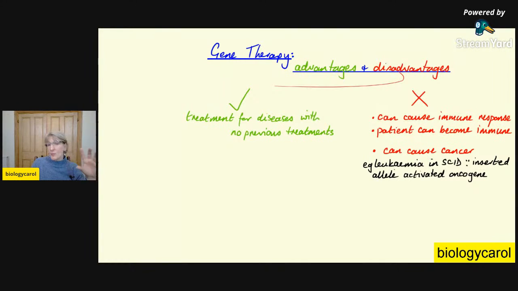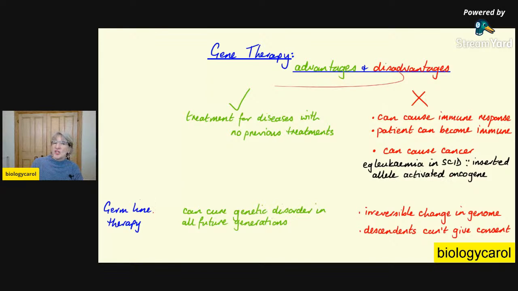There's a particular example, which I don't think you'd be expected to know about, in SCID. I think that's OCR B students. But leukemia has been found to be caused because a viral vector caused the healthy allele to be put into the DNA of the cell by an oncogene, a gene that actually causes cancer. This would be a mutated gene, and therefore it actually ended up causing cancer in SCID patients.